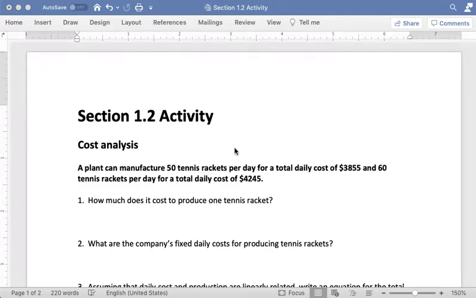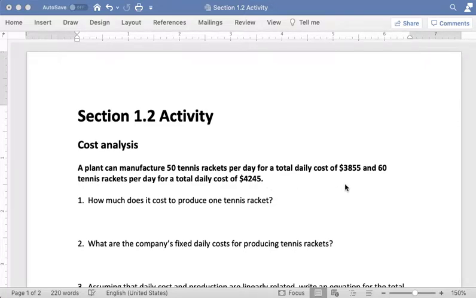In this video, we're going to do the Section 1.2 activity, cost analysis problem. So the problem says, a plant can manufacture 50 tennis rackets per day for a total daily cost of $3,855 and 60 tennis rackets per day for a total daily cost of $4,245. The first question asks how much does it cost to produce one tennis racket?